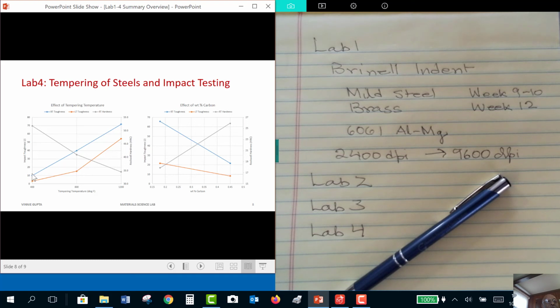In each case, of course, when we go to lower temperature, you can see toughness decreased. So we know that toughness is decreasing with temperature, but it has not fully transitioned to brittle. Maybe this specimen tempered at 400 did fully transition to being brittle. Then the second set of samples was where we varied the carbon percentage.